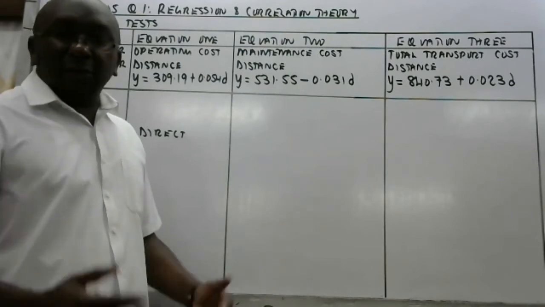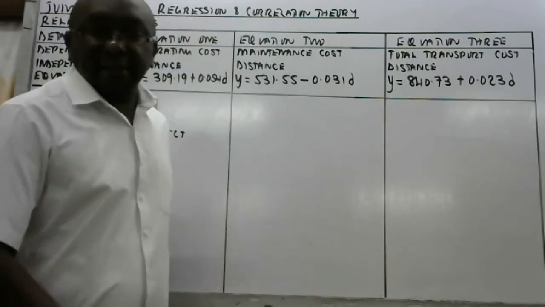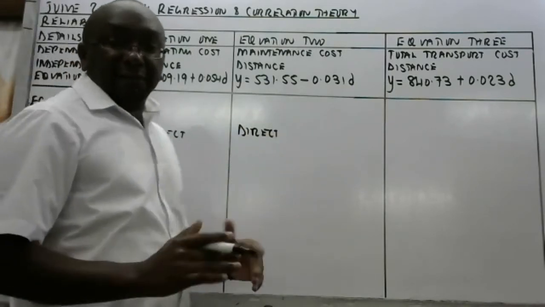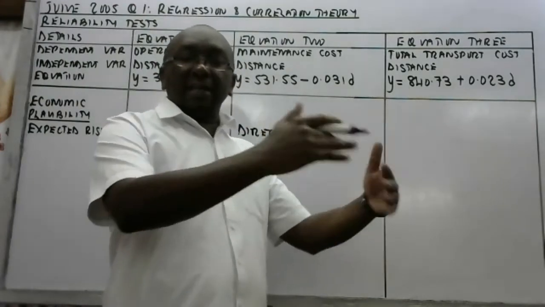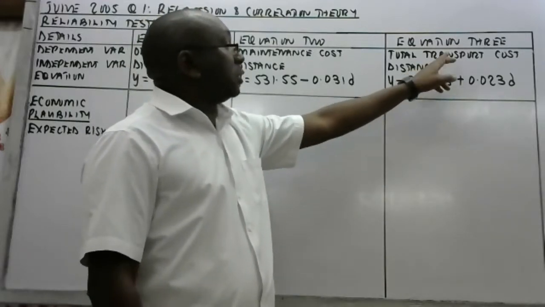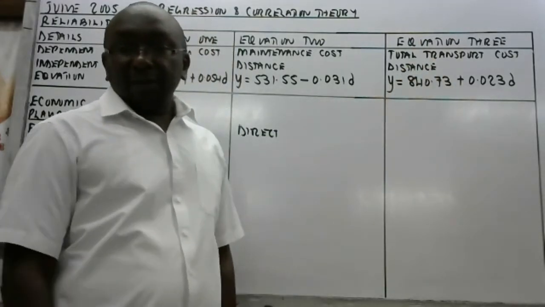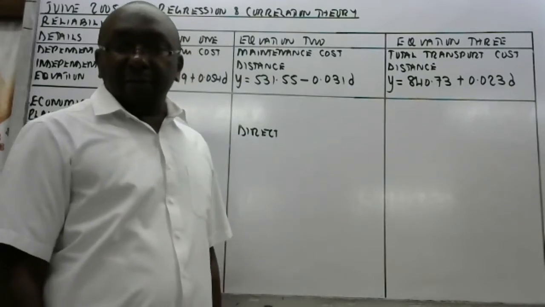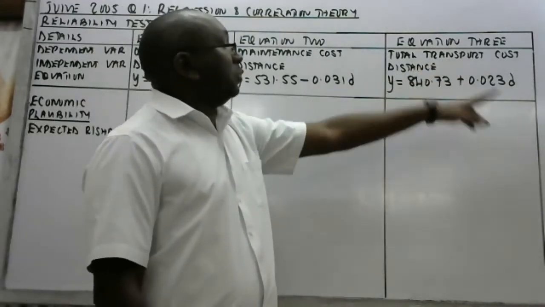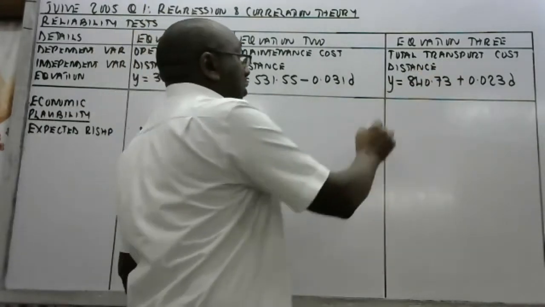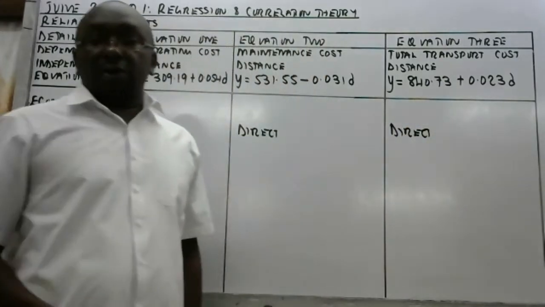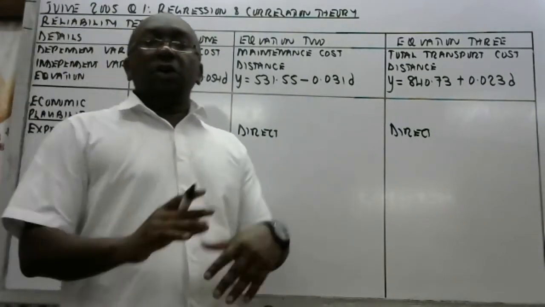What would you expect? This one we would also expect direct. As the vehicle covers more kilometers, you require to maintain it more. What would you expect between total transport cost and distance? So Emmanuel and Ibrahim, I hope you have gotten that. What would you expect between transport and distance? It is also direct. Good. As you do more kilometers, the transport cost goes down.